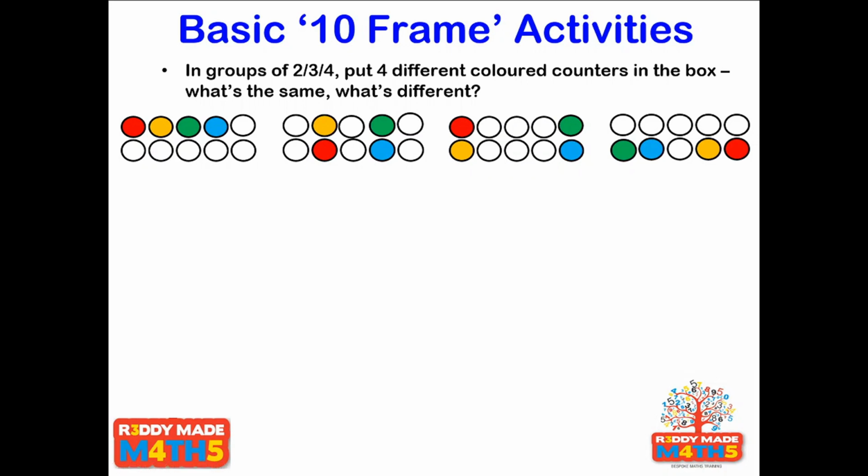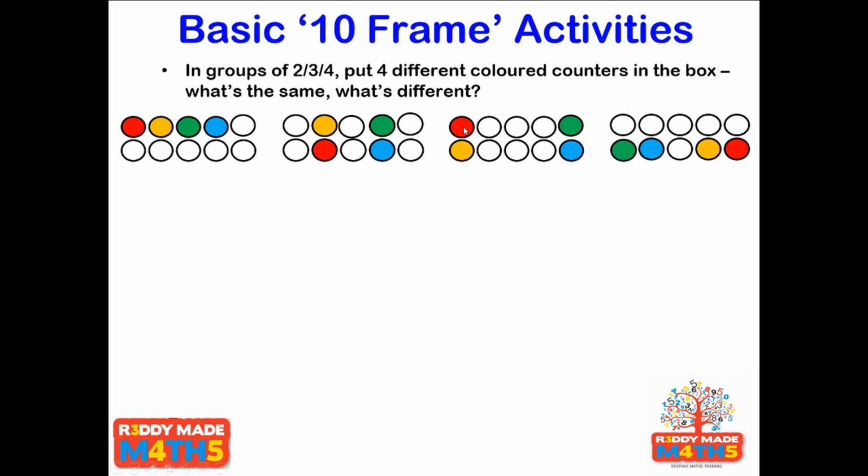At this point, children can start talking about position 2. So on the top row, it's in the second place, and in the fourth row, on the top row, it's in the 4th place. On the bottom row, the red is in position 2, and the blue is in position 4. We can bring in positional language. The green is in position 4 on the top row, and the blue is underneath. The red is in position 2 on the bottom row, and the yellow is above. So you can use that sort of language as well.